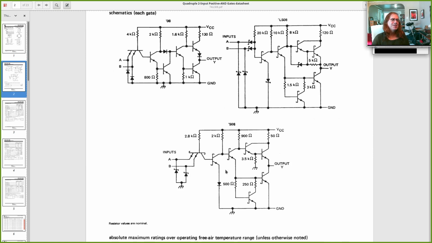All right, here's what's inside. Depending on whether you're getting the 08, the LS08, or the S08, here's a circuit diagram for what's inside a single AND gate. These are transistors, these are resistors, and these are called diodes. And that's how this thing is wired together to act like an AND, to set it up so that if you put in two high inputs, the output is high.